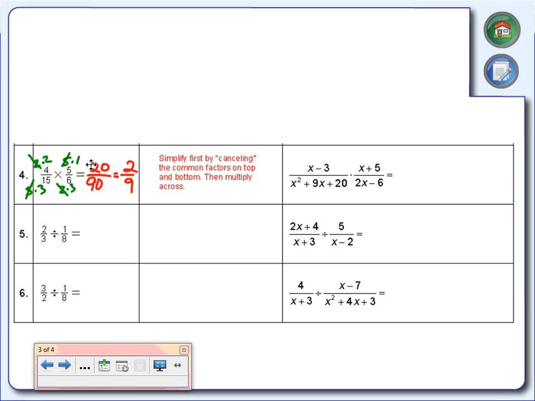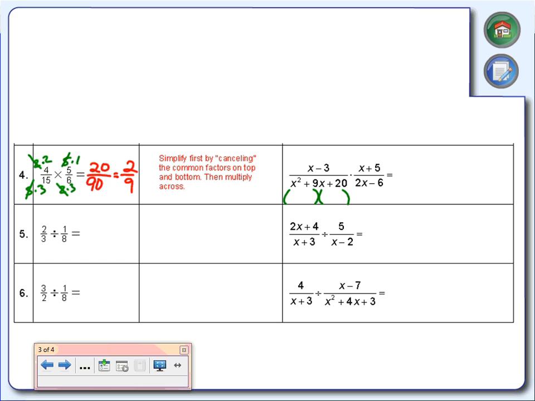All right, so let's see how that works over here with our rational expression. As I said, we're going to find common factors so that we can cancel out. So the first thing I have to do is find out, can I find factors of each of these terms? Let me start with my x minus 3. Can that be factored? The answer is no. The next question is x squared plus 9x plus 20. Can that be factored? Yes, that can be factored.